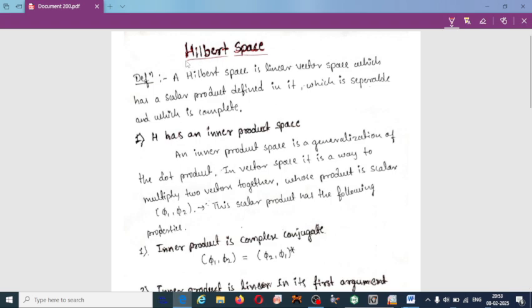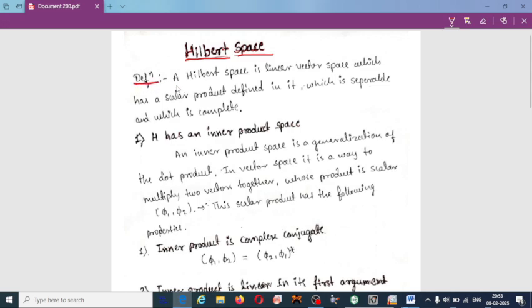In this video, I am going to explain a very important topic from mathematical methods of physics, that is Hilbert space. Hilbert space you also study in quantum mechanics. To understand the concept of quantum mechanics, Hilbert space is also helpful. So let us deal with the Hilbert space in mathematical methods of physics.